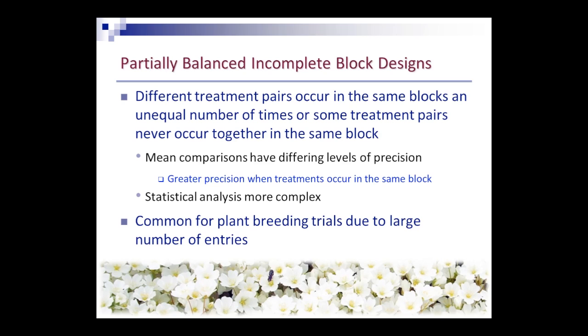So we'll be talking about partially balanced incomplete block designs. In this case, different treatment pairs occur in the same blocks an unequal number of times, or some treatment pairs may never occur together in the same block. In this case, mean comparisons among the treatments have differing levels of precision. So certainly any pair of treatments occurring in the same block are going to be compared with greater precision. This makes the statistical analysis more complex, but this is certainly the commonest situation for plant breeding trials because we have so many genotypes that we want to evaluate.